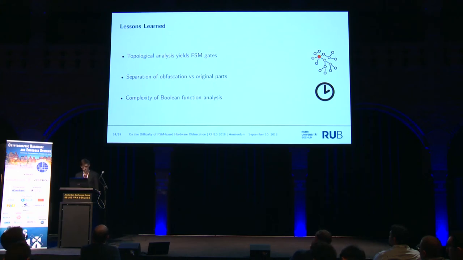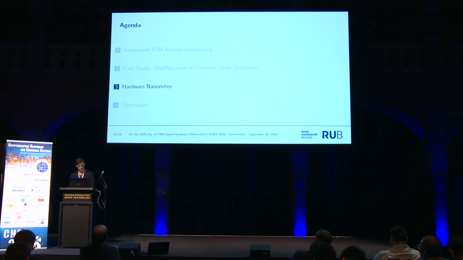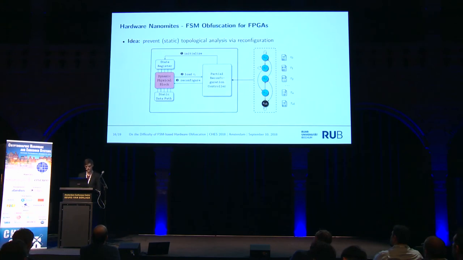So let's briefly come to our new primitive. Our main idea was, okay, hey, the topological analysis always yields the FSM gates, so let's try to hide this information. We did it with partial reconfiguration. The state transition graph shown on the right is split into several partial designs. Each partial design is then reconfigured in this dynamic physical block, the red part, and together with the state register and the static data path computes the original functionality.